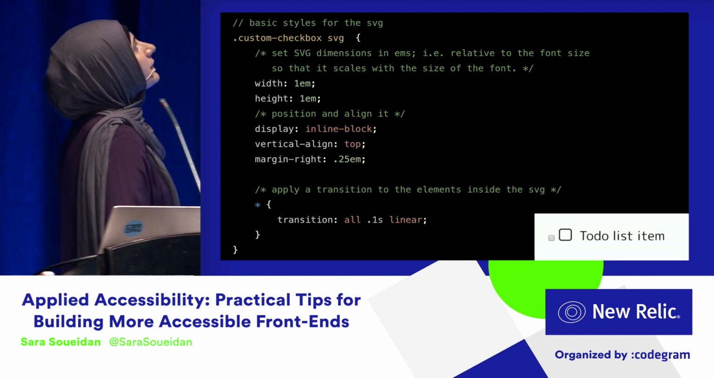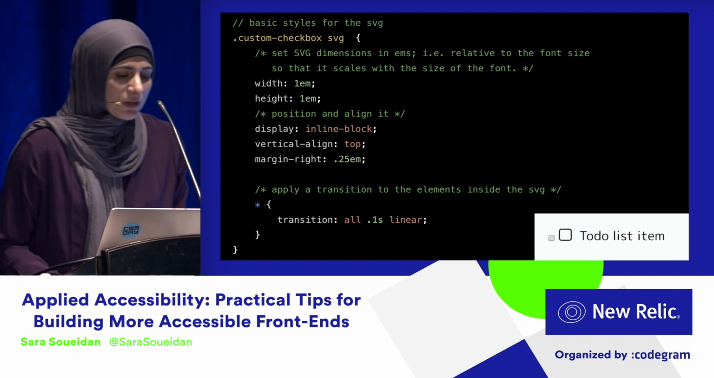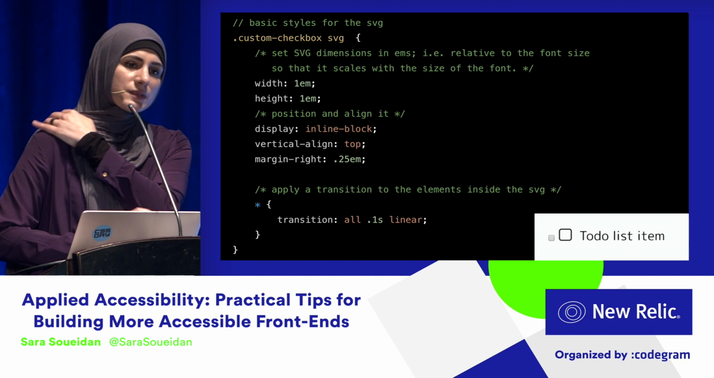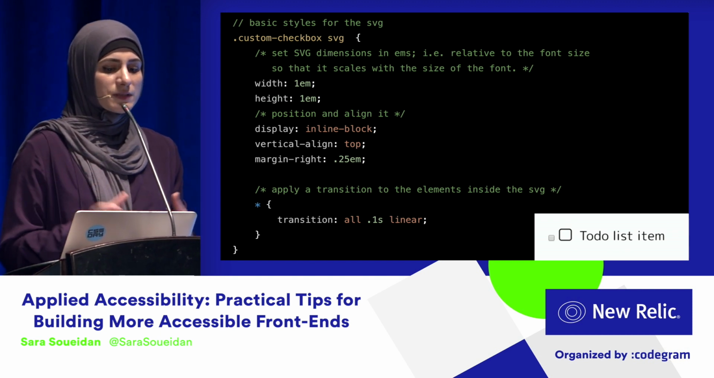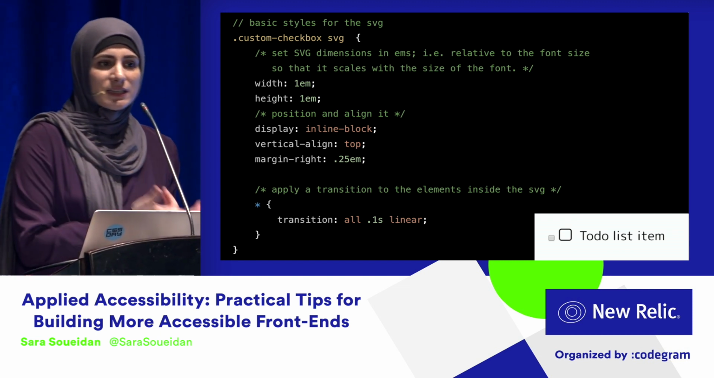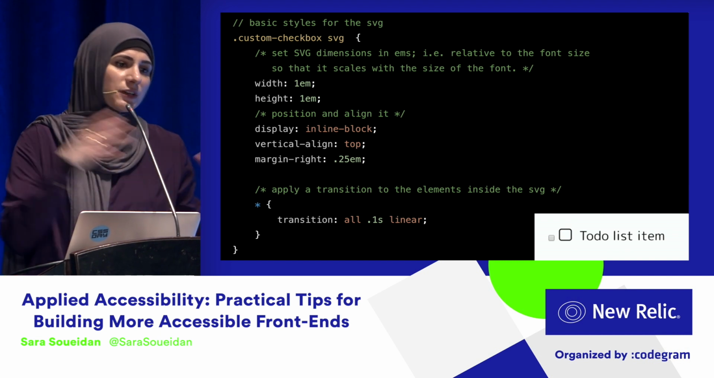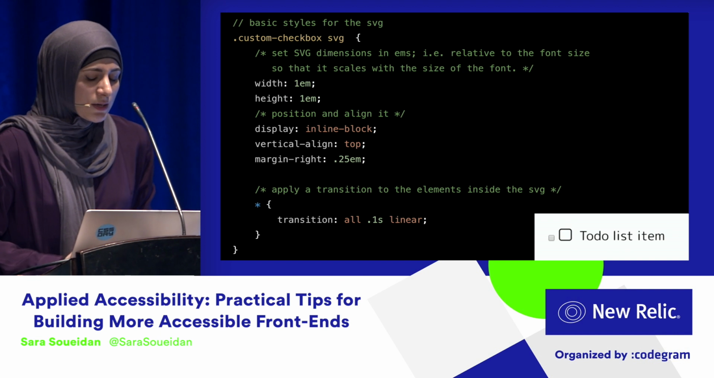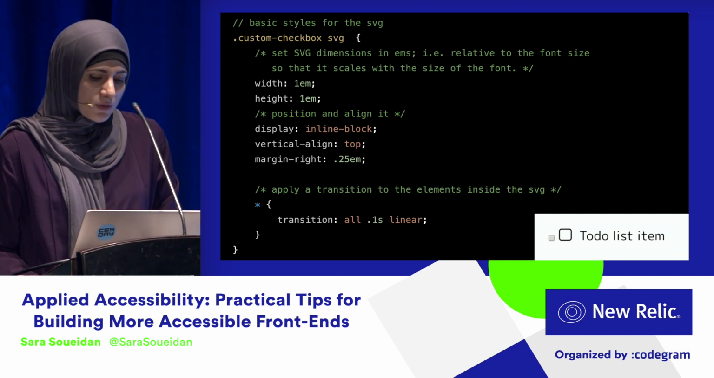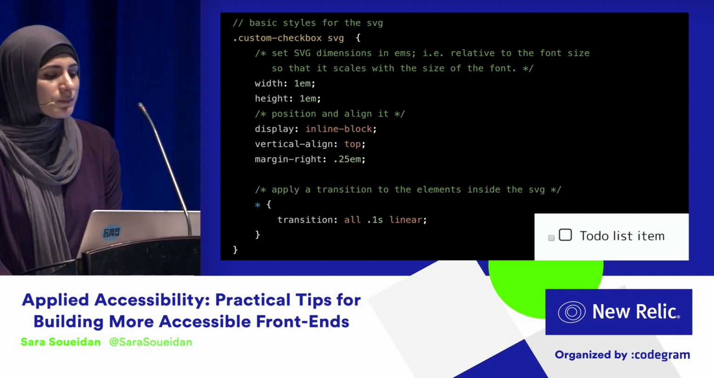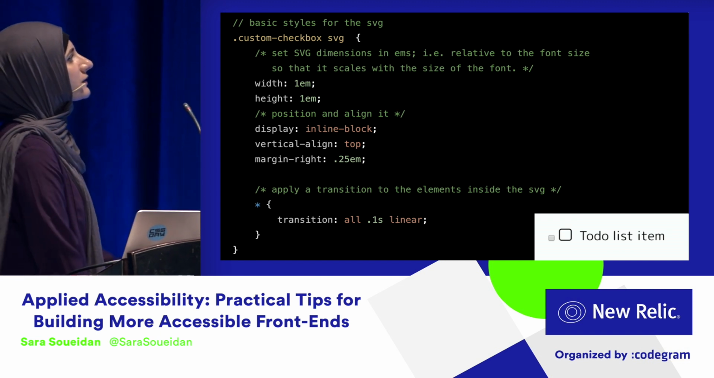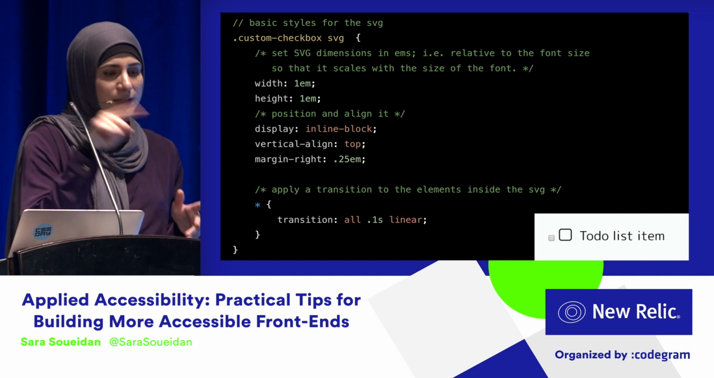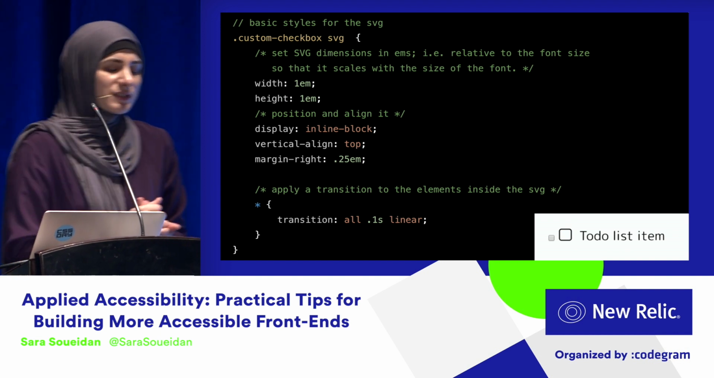Now, I start applying a little bit of styles. If you have an SVG and you want that SVG to scale with the size of the text, use ems instead of pixels to set the size. An em is relative to the text size. So if the text becomes bigger or smaller, the icon is going to become bigger or smaller with it. I size the icon, give it width 1em, height 1em, display, position, margin right, etc. And I add a transition so that when I hide and show the checkbox, it's transitioned.